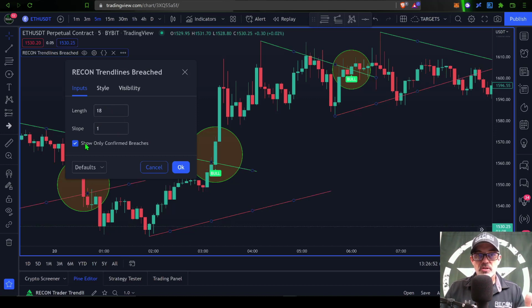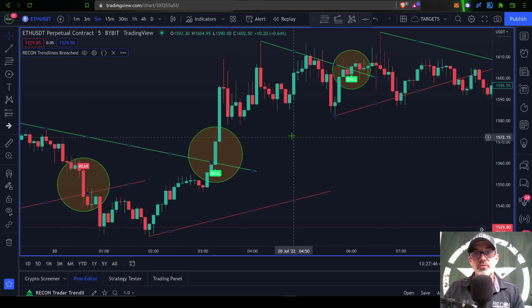Now, another factor is show only confirmed breaches. I have that checked off. If I uncheck that, you can see a new signal or a new breach right here would have been fired off. However, you can see immediately the price reverses, so that trade would have been a loss. I have found with that box checked off, I eliminate a lot of these fake out breakouts.